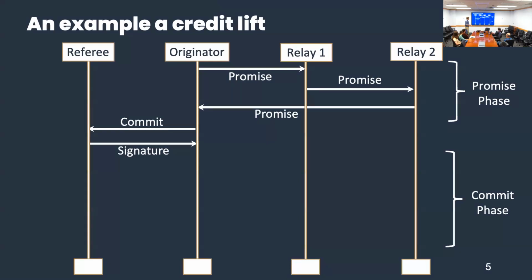So in this case, it's within time and the referee sends a signature. From there, the originator wants to claim its forgiveness from relay 2. So it forwards that signature to relay 2. And when relay 2 receives it, unfortunately, some error occurs and relay 2 crashes. Because of that, relay 2 fails to forward the signature.